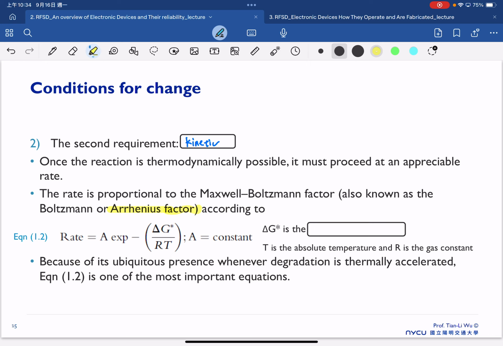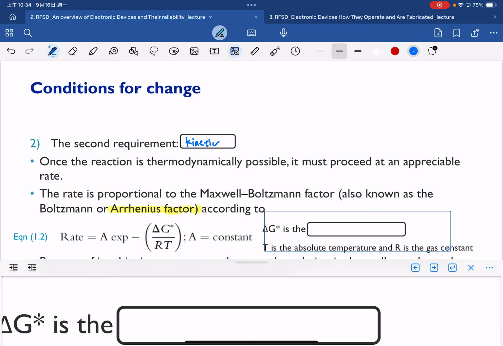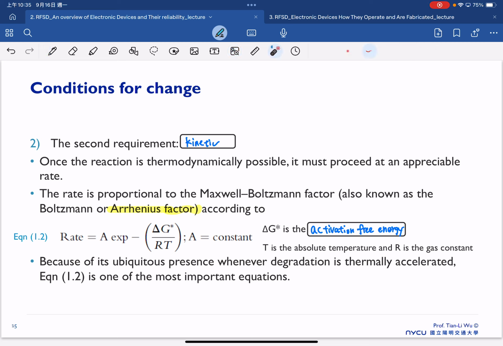Here, equation 1.2 is an example of how the rate is equal to A exponential minus delta G over RT, where delta G is what we call the activation free energy, T is the temperature, and R is the gas constant.